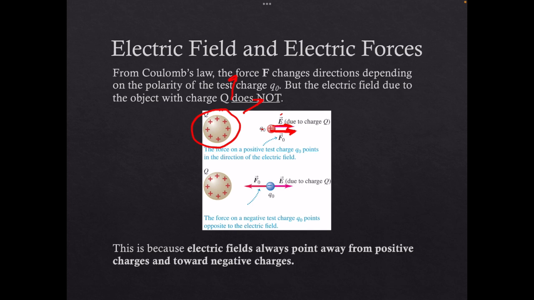And why is that? Well, the rules. The rules for E are that positive charges have field lines that point away, and negative charges have field lines that point toward the charge creating the field. So we're using rule number 1 here for E. What are the rules for F? Opposites attract, like charges repel.